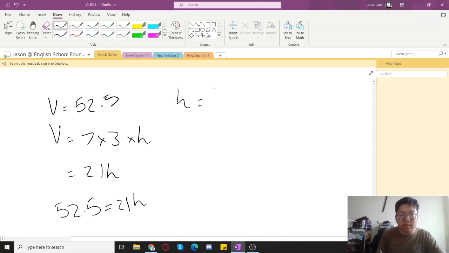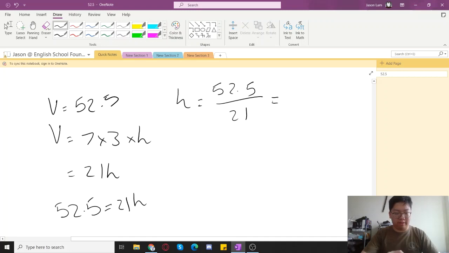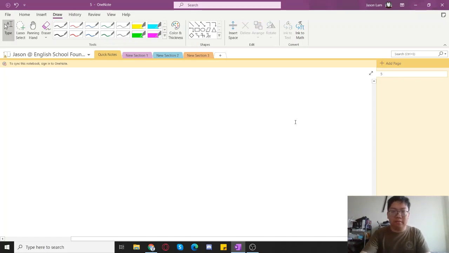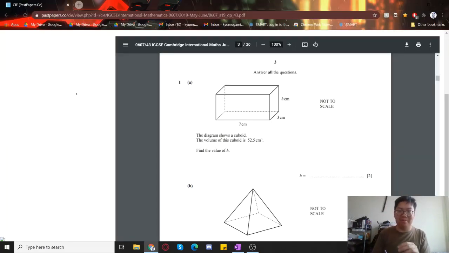So h equals 52.5 divided by 21, which is equal to, let's just get our calculator out. These are the type of questions that you would use a calculator for. So we have 2.5. Alright, sweet. So that's already 2 marks in a 120 mark question paper, I believe. That's a good start. Let's pray that I don't have to use the marking scheme this time.